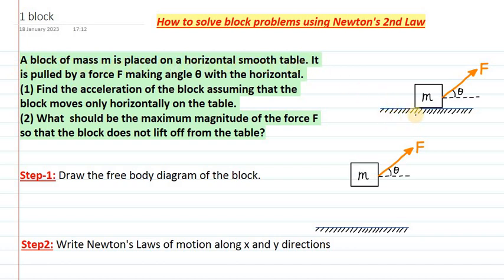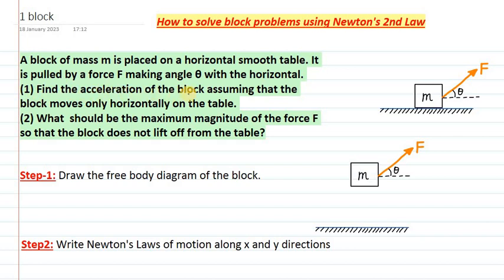As shown here, this is a horizontal smooth table. On the table, a block of mass m is kept. It is pulled by a force F, making an angle theta with the horizontal. So we apply a force F which is acting at the angle theta with respect to the horizontal line.